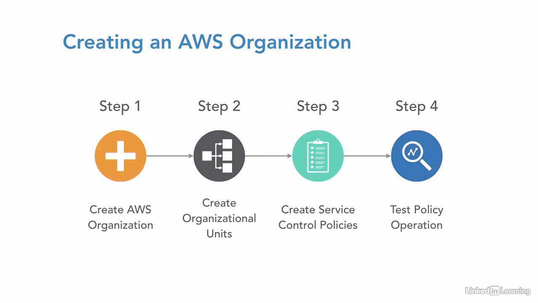One other service that is integrated with AWS Organizations is the Resource Access Manager, or RAM. We're going to be looking at RAM in this class, and RAM links with AWS Organizations, allowing you to have even more control of your AWS resources.